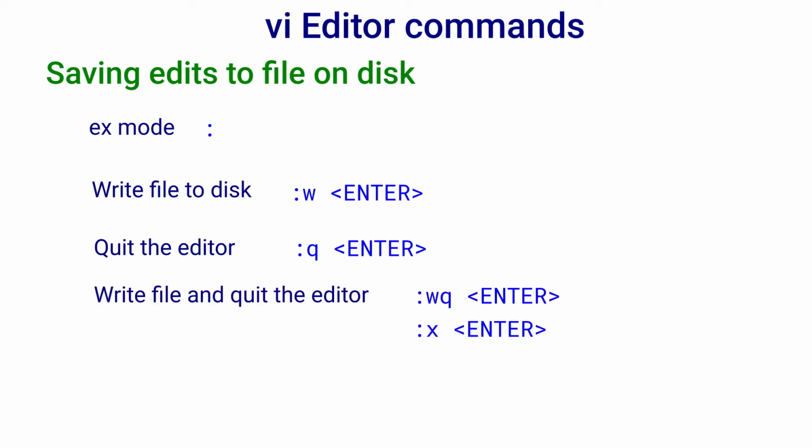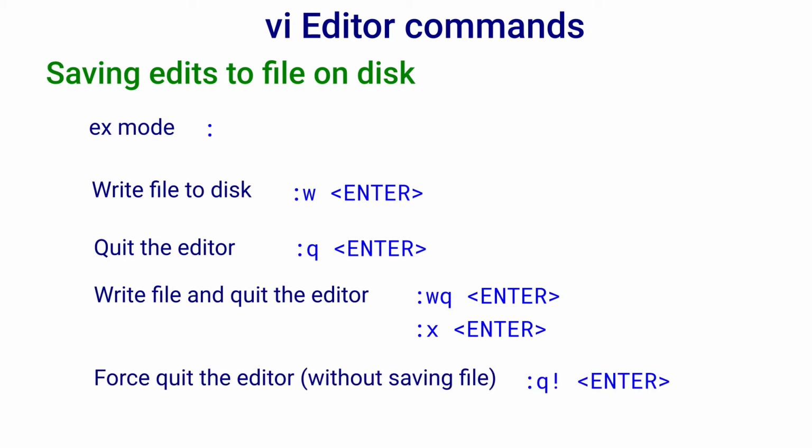We can save the current contents of the buffer on hard disk and quit with :wq enter command or with :x enter command. And finally, the force quit, that is, do not save the current contents of the buffer and quit. We can do that with :q exclamation mark. The current contents of the buffer are not saved and we quit the editor.